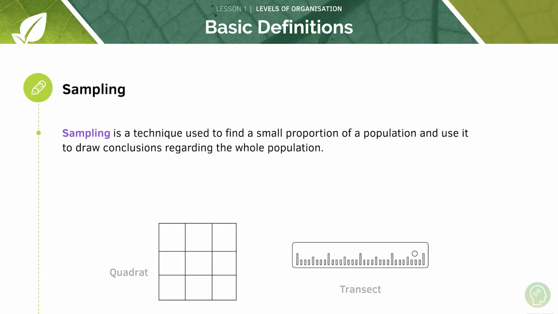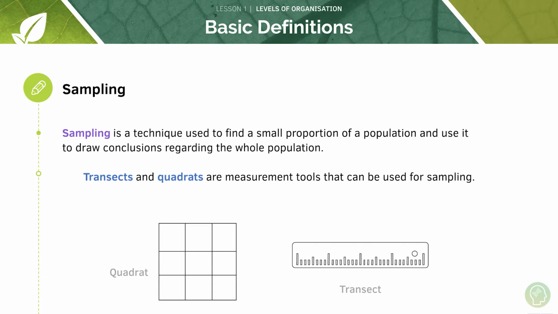Now, sampling is a technique used to find a small proportion of a population and use it to draw conclusions regarding the whole population. So this is a definition you need to learn. And how can we sample? Well, there's many different methods, but in your specification, it asks you to know about transects and quadrats, which are measurement tools that can be used for sampling.